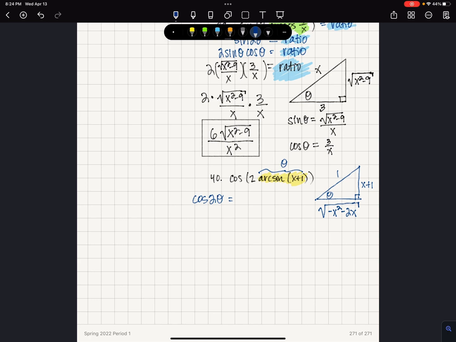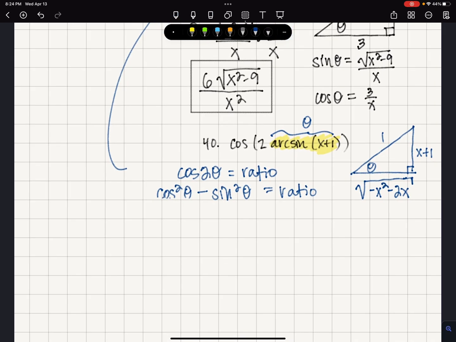Now the cosine of 2 theta is going to be a ratio. And that ratio is going to come from cosine squared of theta minus sine squared of theta, using our double angle formula. That's what we used up here. So the ratio that we're looking for is cosine, which is the square root of negative x squared minus 2x over 1, squared, because that's cosine.